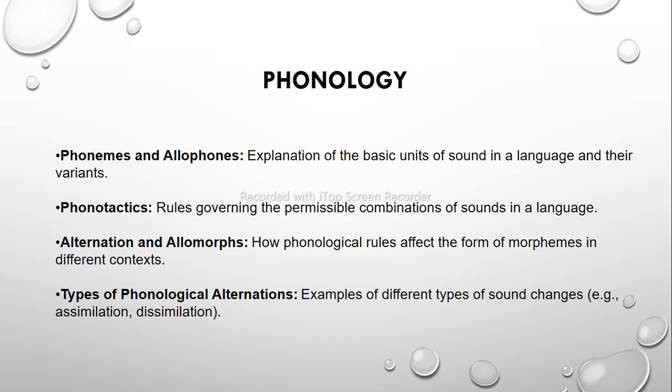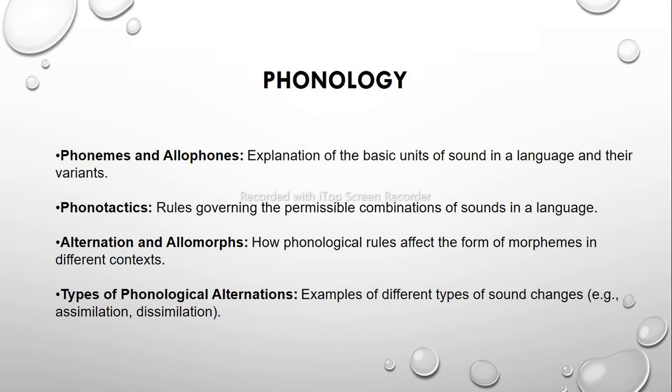Types of phonological alternations. Phonological alternations can be categorized based on the changes they involve. Here are some common types. 1. Assimilation. This is when a sound becomes more like a neighboring sound. For example, in English, the prefix in- changes to im- before labial sounds, as in impossible. 2. Dissimilation. This is when two similar sounds become less alike. For example, in some dialects, the word fifth is pronounced as fift to avoid the sequence of two fricatives.